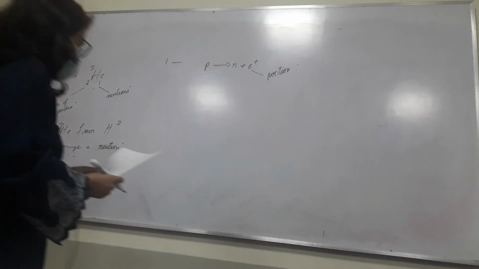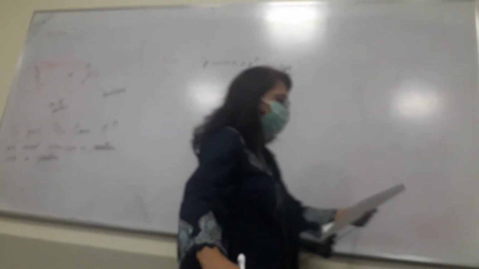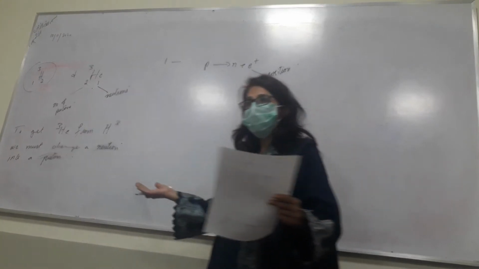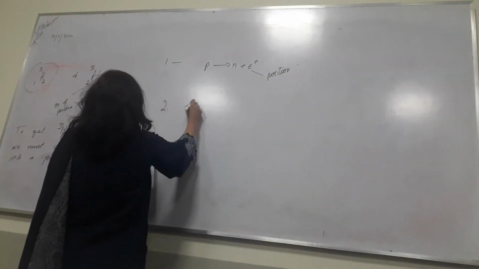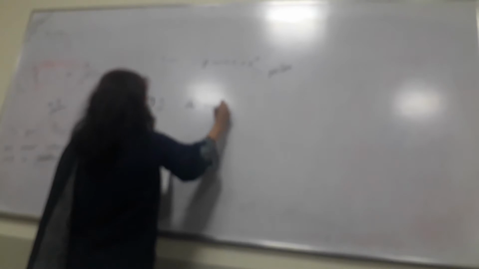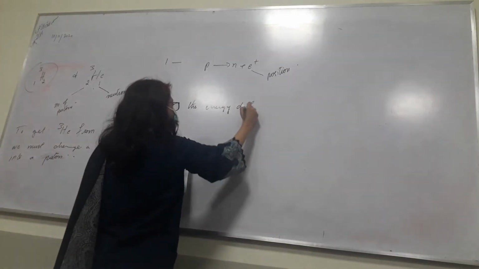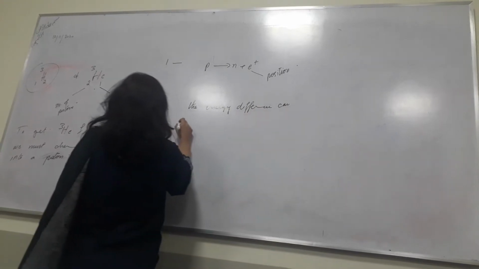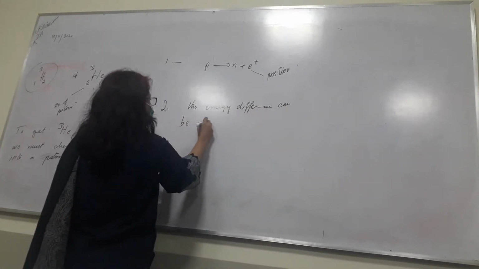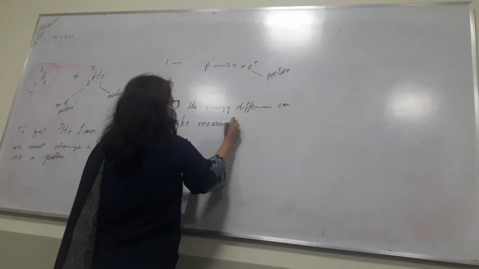So the maximum energy of the positron is a measure of the energy difference between the two nuclei. Okay, so this is in your book. You can also study it from there. The second method would be the energy difference can be measured through nuclear reactions.